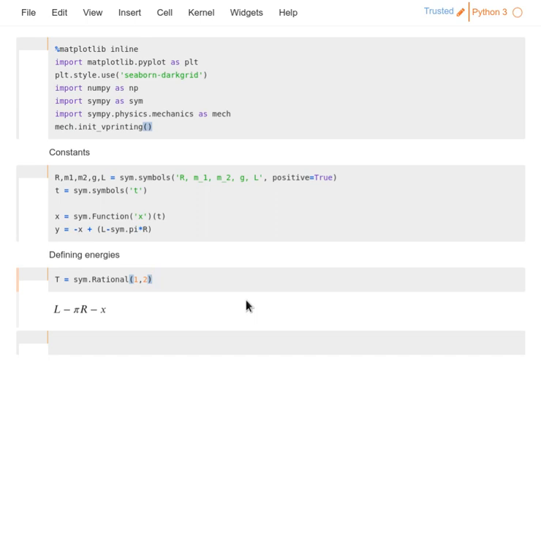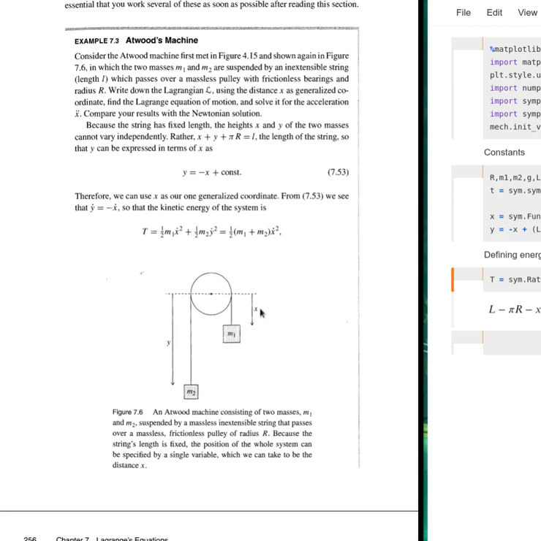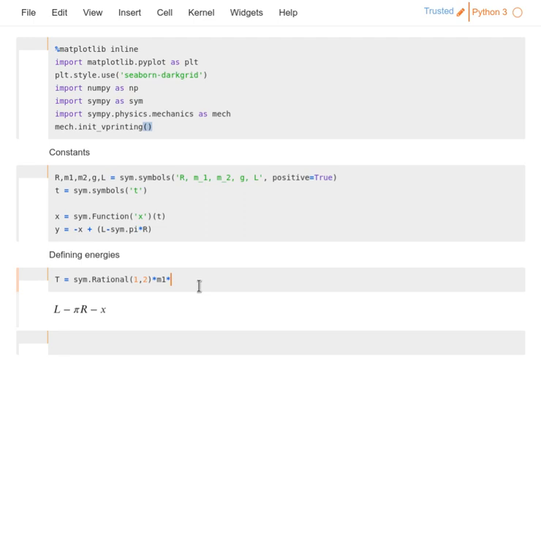These are integers. So we got a 1/2 times our m1 times, and m1 corresponded to x over here, and m2 corresponded to y. So we got m1 times x. But it's not x, it's derivative of x, because it's the velocity of x. So x dot diff with respect to t squared, and then plus the other one. So sim dot rational 1,2 times m2 times y dot diff t squared.